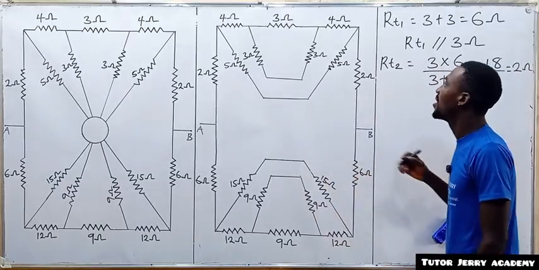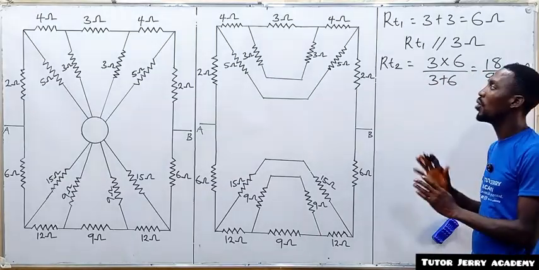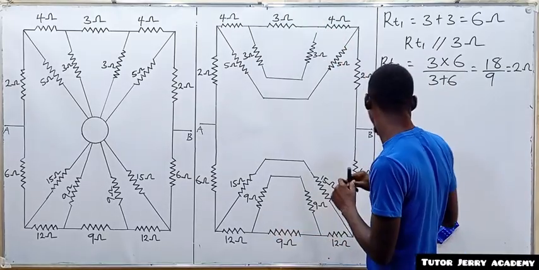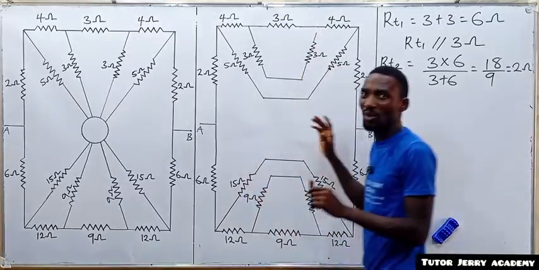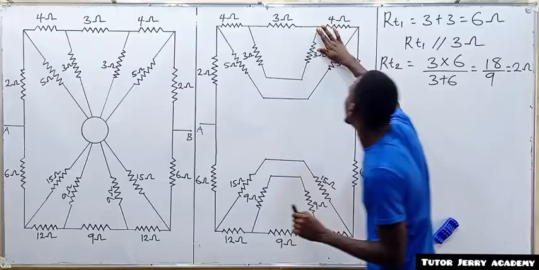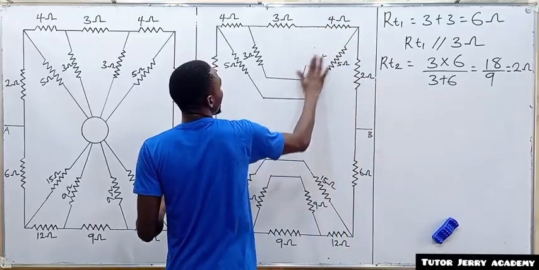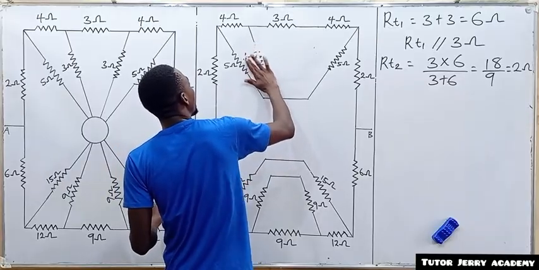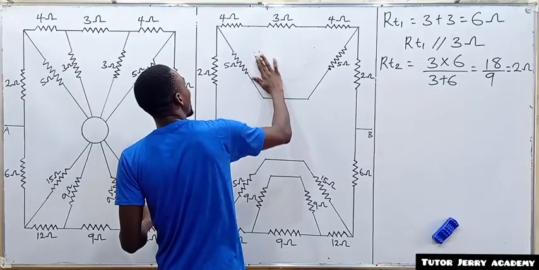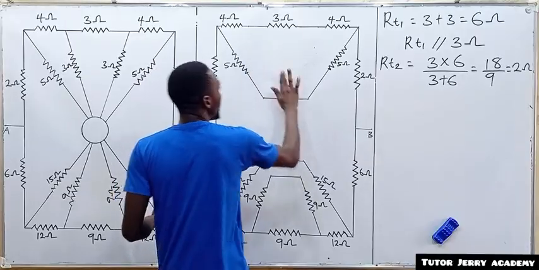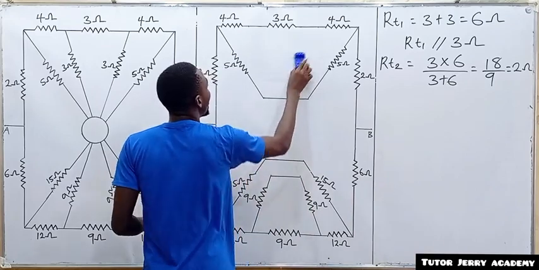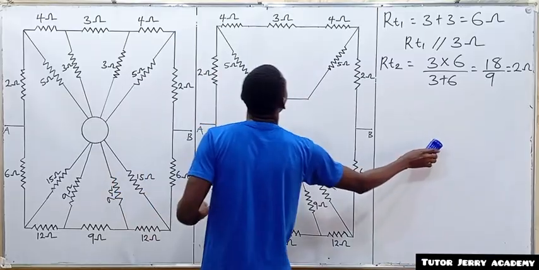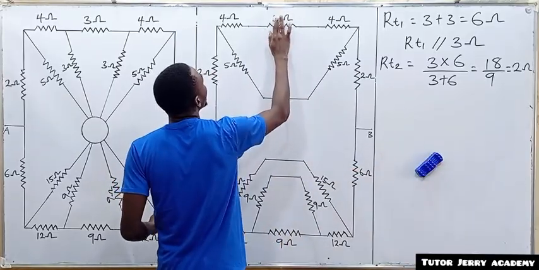So if we are going to redraw this diagram now, we are going to clean this part. I want to be drawing the real picture, but let me just clean this. So we are done with what we have here. Now here we are going to have 2 ohms here.